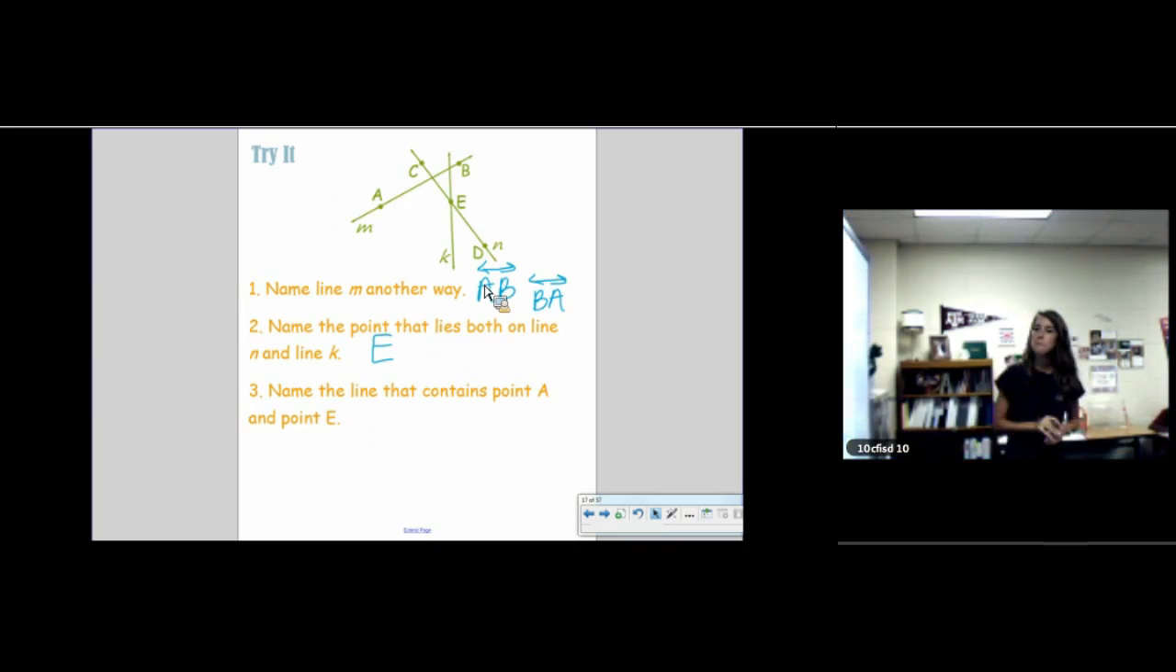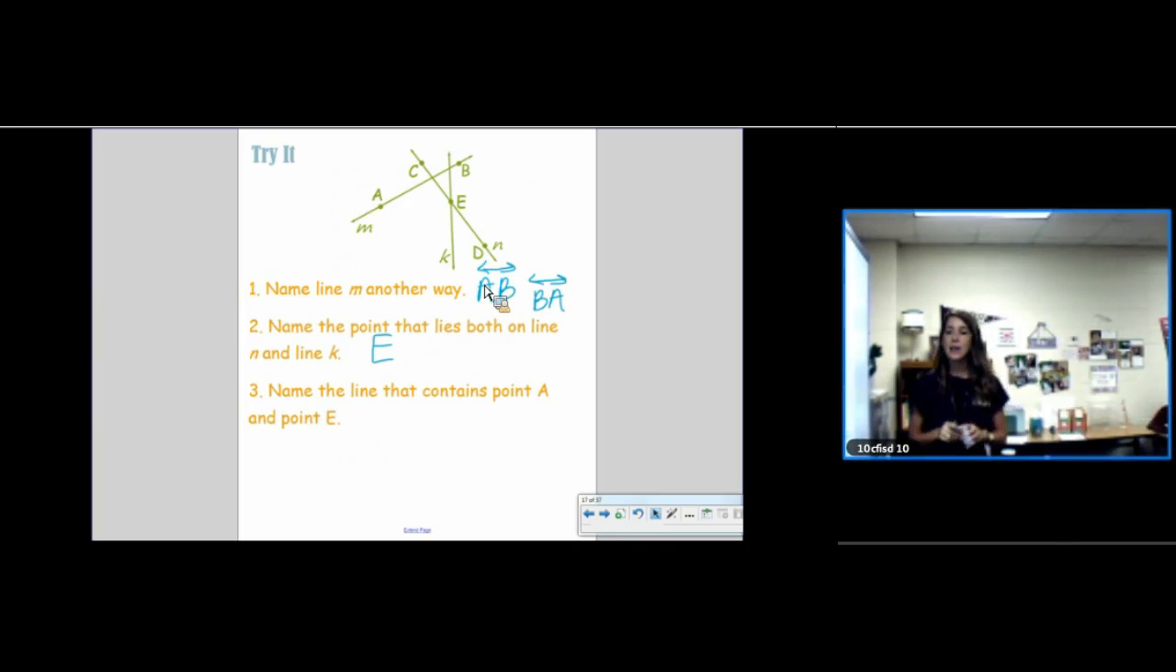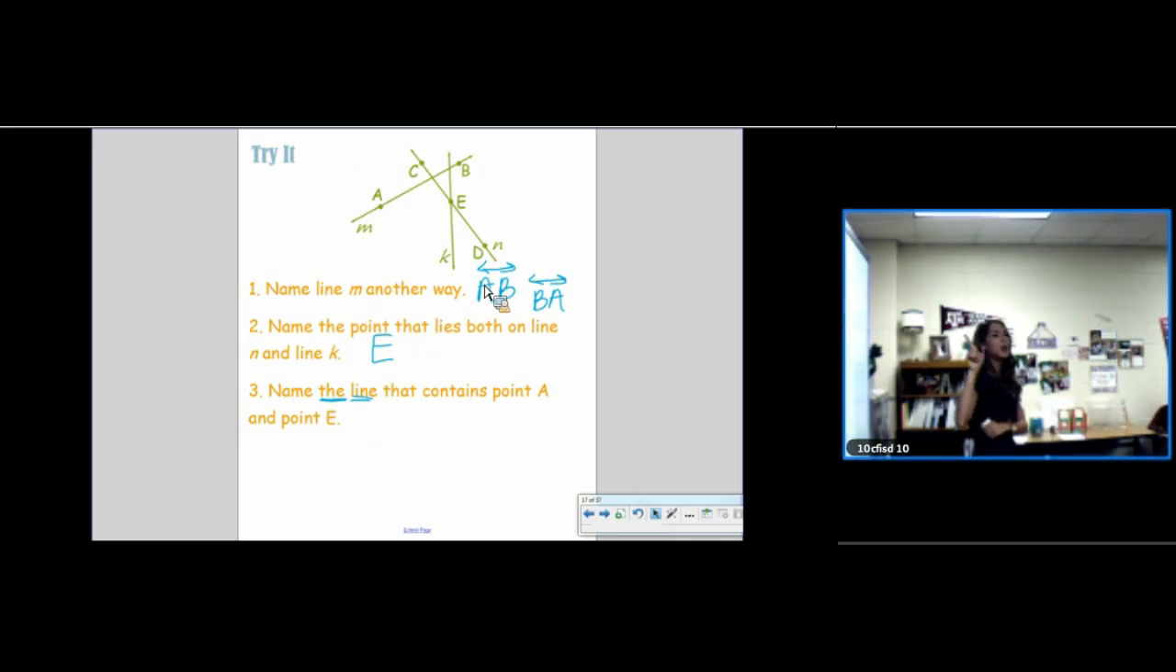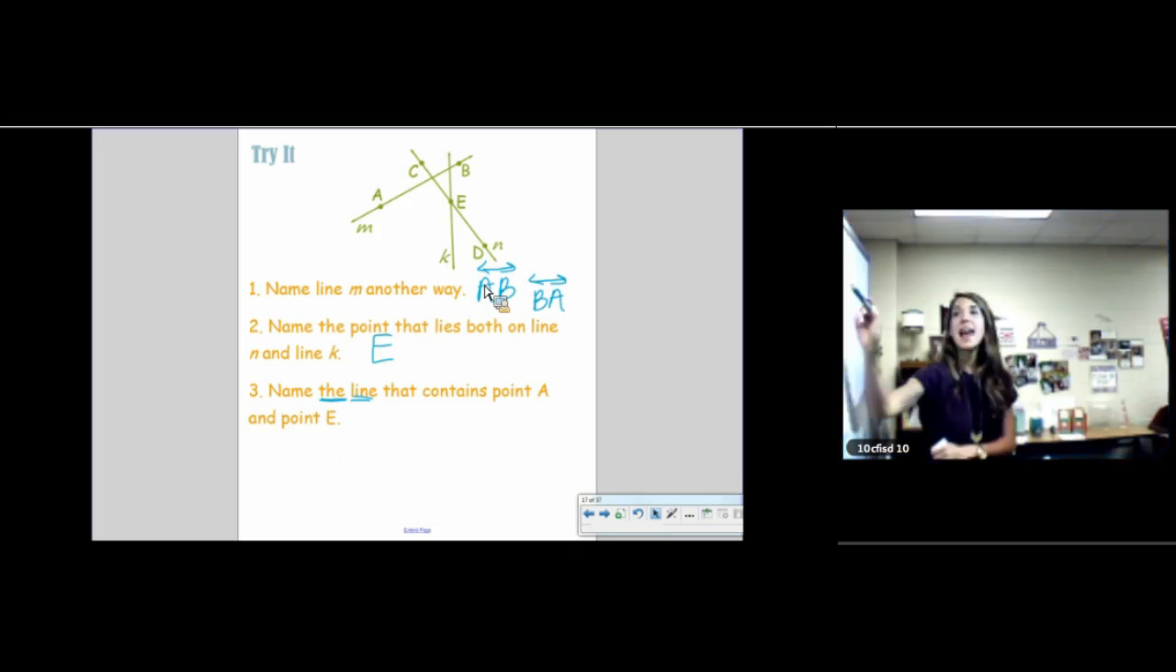Number 3, name the line that contains point A and point E. So, Seth, which line contains A and E? Two lines do. Okay, but I want the line. This one's tricky. I did this on purpose. Is there a line already drawn in that picture that contains A and E? Do you see it? It's not there. There is no line that contains A and E.